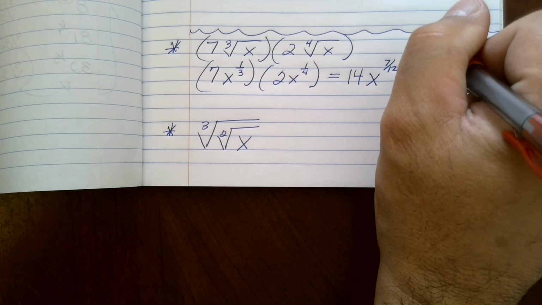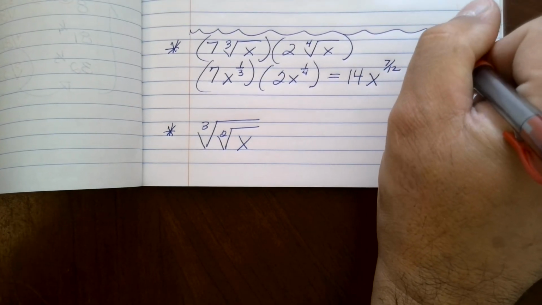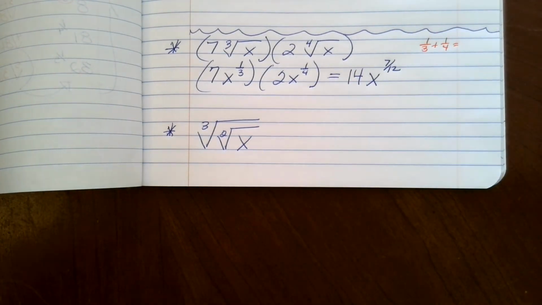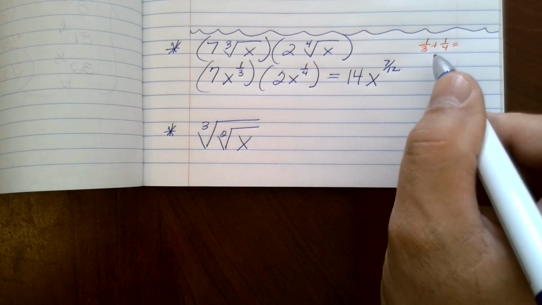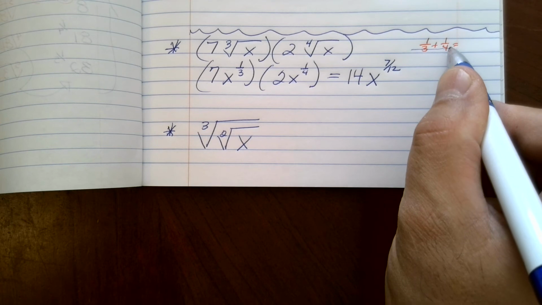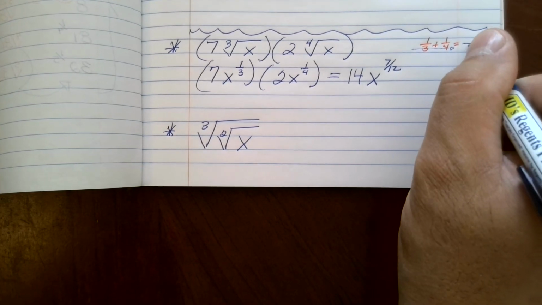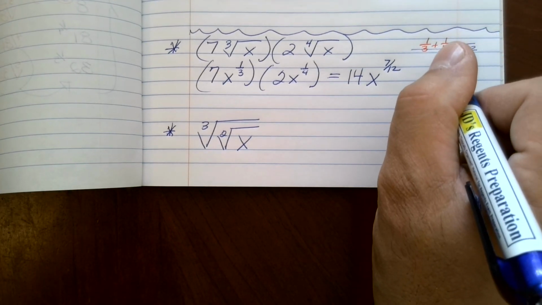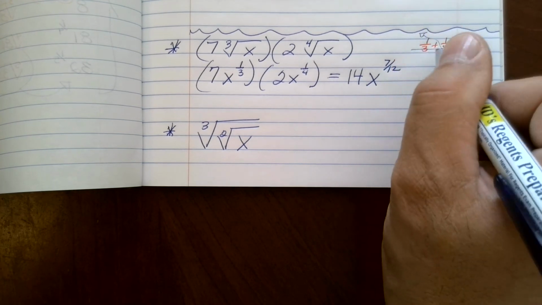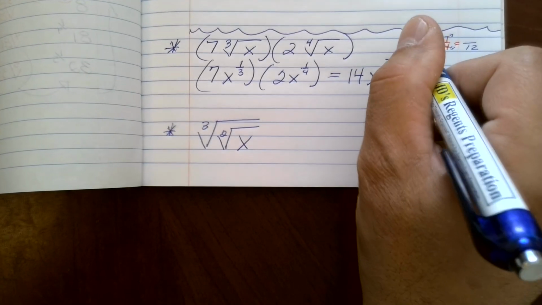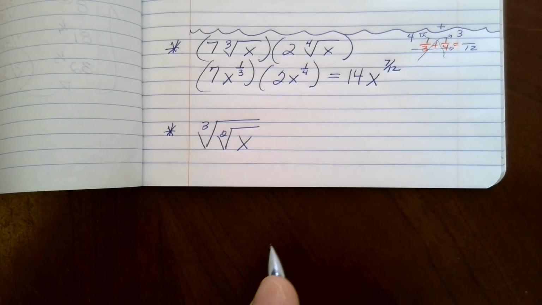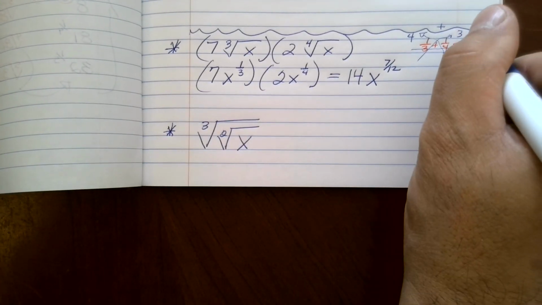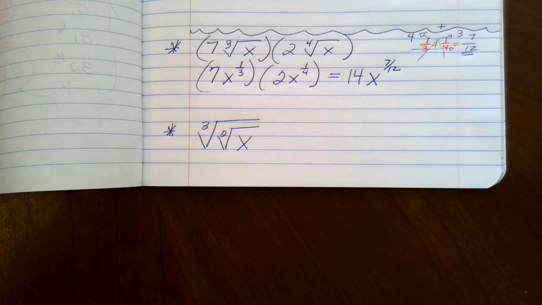You want to know how I got 7/12 real quickly? Well, 1/3 plus 1/4, a shortcut way of adding fractions, we could just multiply the denominators. That'll give me 12. And then I cross multiply from the bottom up. 4 times 1 is 4. 3 times 1 is 3. So this would be 4 plus 3. That's where I'm getting 7/12.